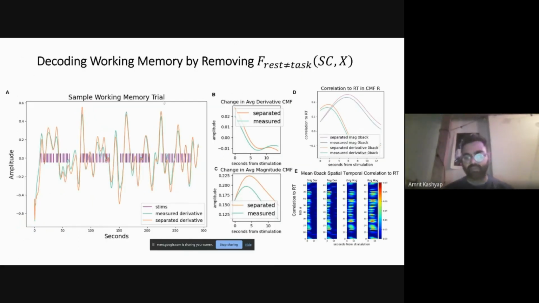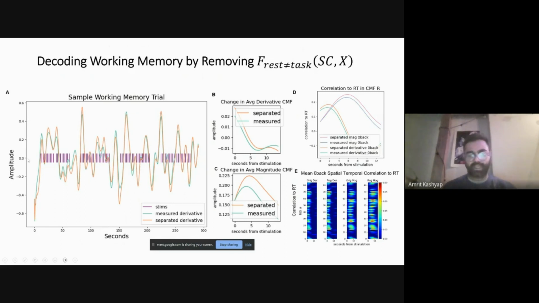Decoding. Once we have this model, how do we decode our data? What we do is we estimate the processes that are in rest but not in task. The way that we do this, I will get to a little bit later, but let's assume that you have all the processes that are in rest but not in task. And once you have those, you can just directly subtract them from the signal.